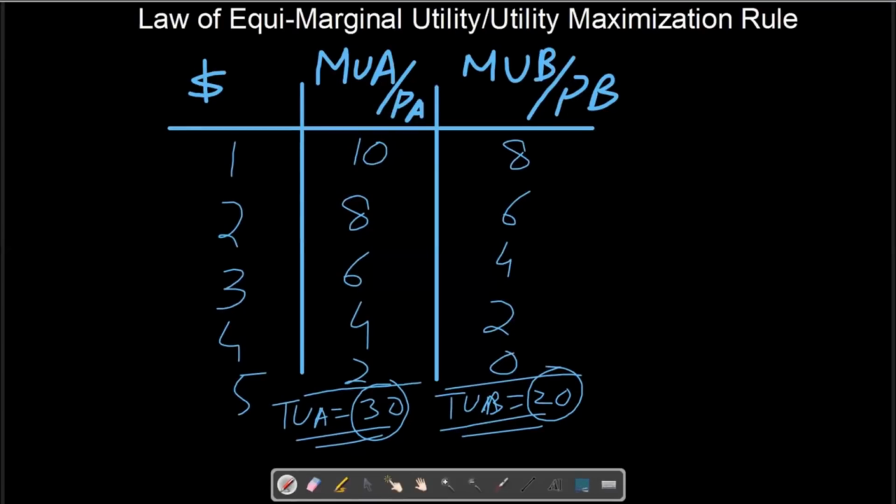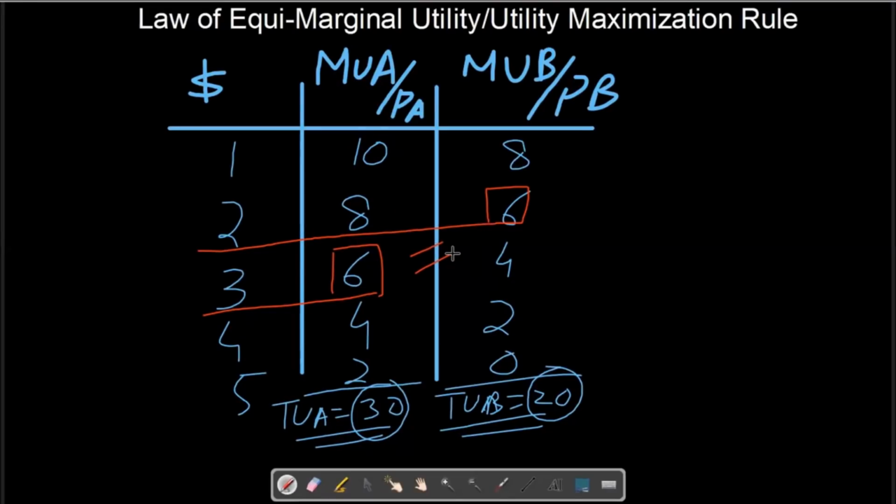For example, as per the definition of the law, if he spends $3 on product A, then the last dollar, the third dollar spent on product A, gives him 6 units of satisfaction. Now he has $2 left with him, and if he spends $2 on product B, then the second dollar he spends on product B also gives him satisfaction of 6 units. So this is the way he can maximize his utility.